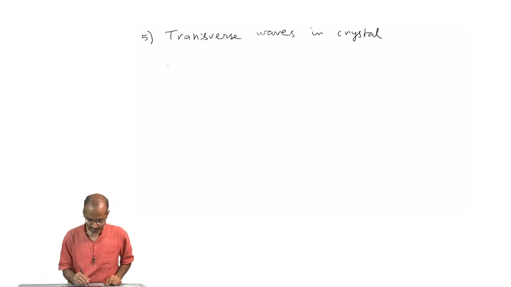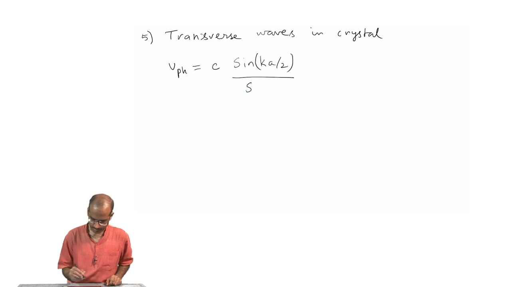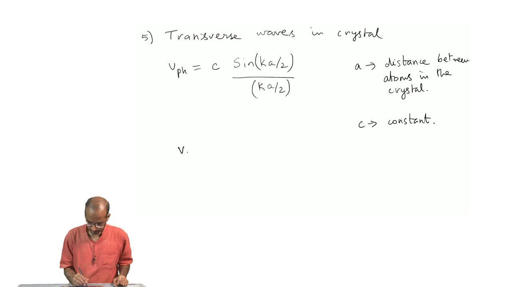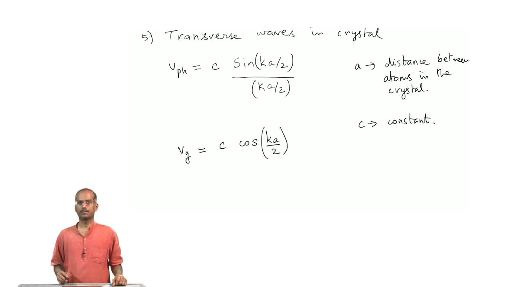Finally, I will leave you with another example. In this case, let me give you directly the phase velocity, which is given by c into sin(ka/2) divided by (ka/2). Okay, it is a simple exercise. I will leave you to do that. The group velocity will be equal to c times cos(ka/2). So, this is another case in which you do see dispersion.